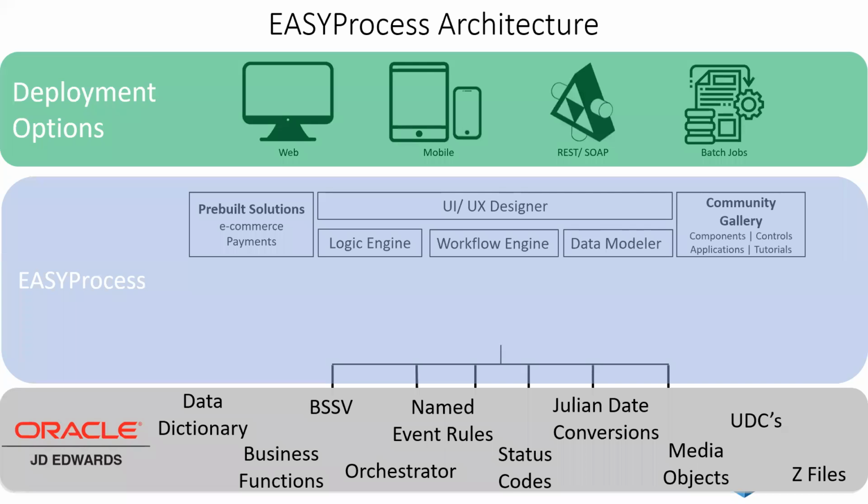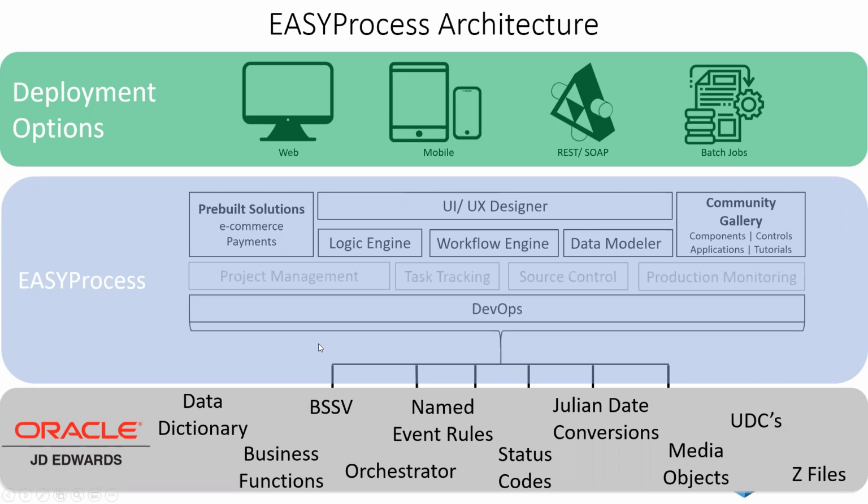So back to our architecture slide. At the bottom, we talked about all the things we integrate to, right? Here in this part, we talked about our data modeler, our UI and UX designer for form painting and putting logic on screens. And here's that final piece, the DevOps, where we have project management, task tracking, source control, and production monitoring all built in.